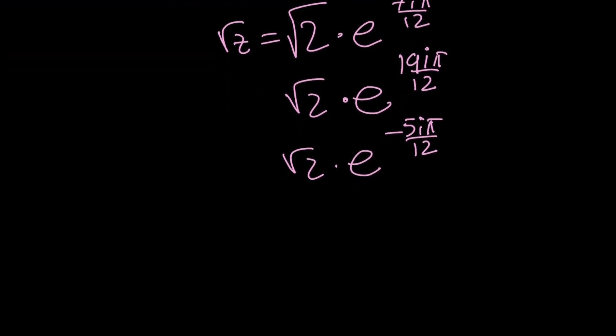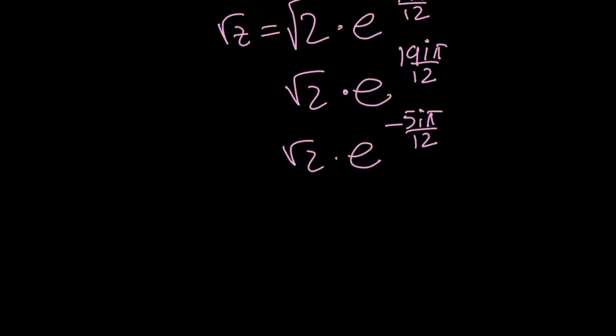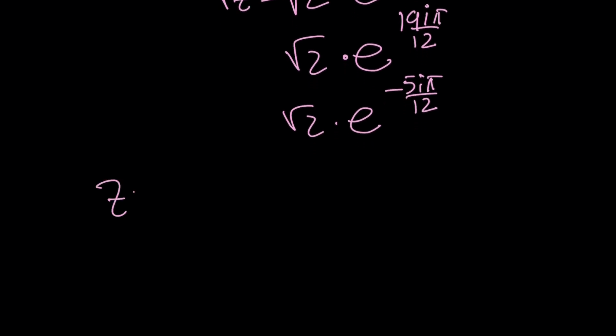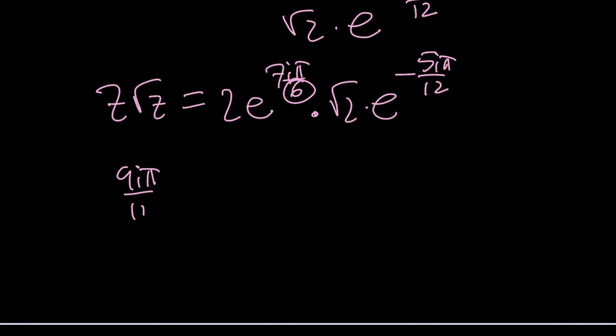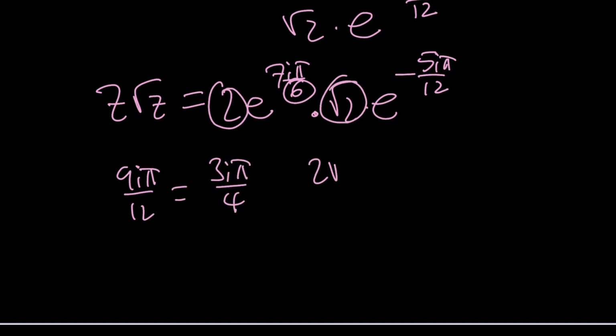And if I put these two together now, z times root z is going to be 2 e to the power 7i pi over 6 multiplied by root 2 times e to the power negative 5i pi over 12. Now, at these angles, 14 minus 5 is 9i pi over 12. 9i pi over 12 can be written as 3i pi over 4. When you multiply these, you're going to get 2 root 2 times e to the power 3i pi over 4. And if you remember, that is exactly negative 2 plus 2i, because at the very beginning, we wrote it that way. So that solution satisfies the equation.